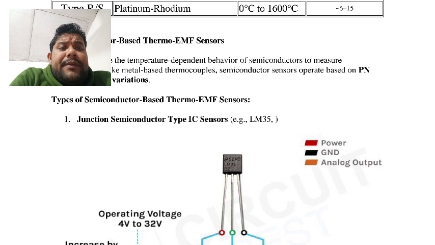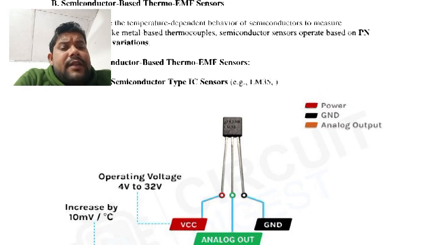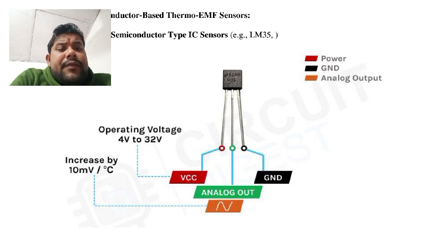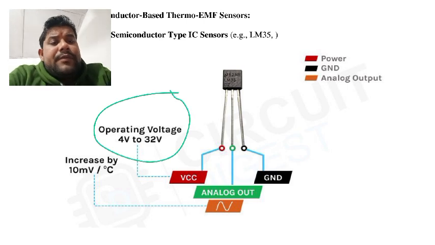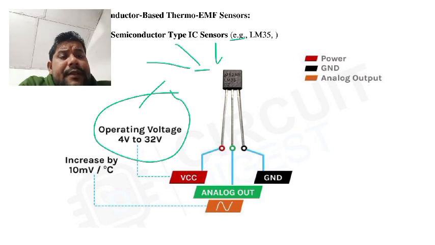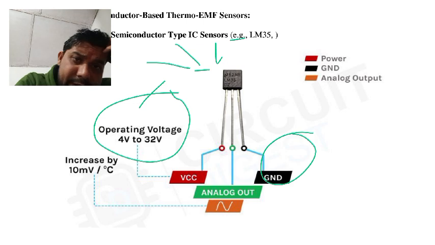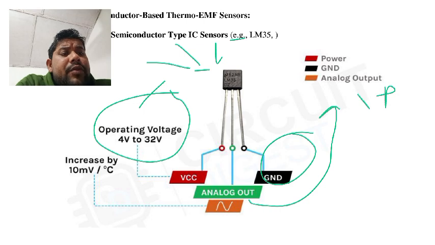First is the junction semiconductor IC, that is the LM35 IC. Its specifications: it has three pins. The first is the VCC pin. This is the ground pin, and this is the output pin, the analog output.